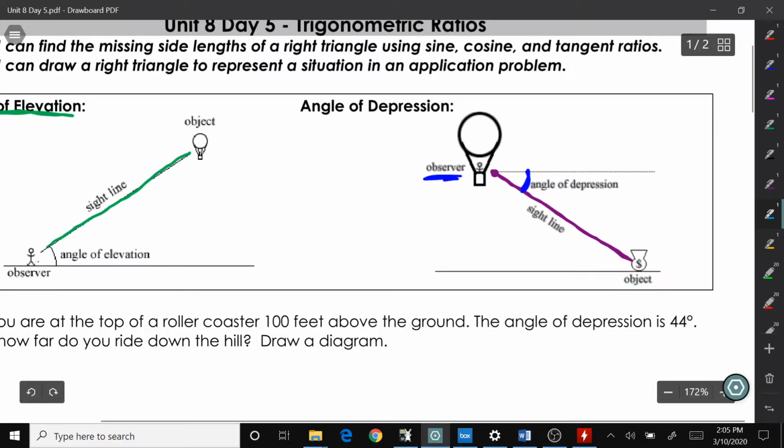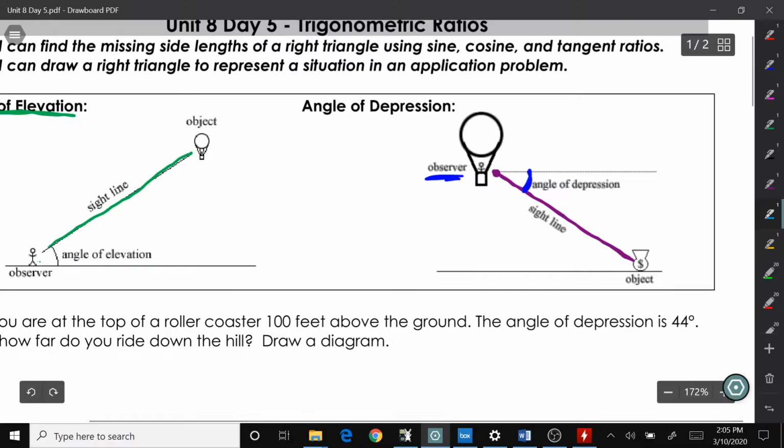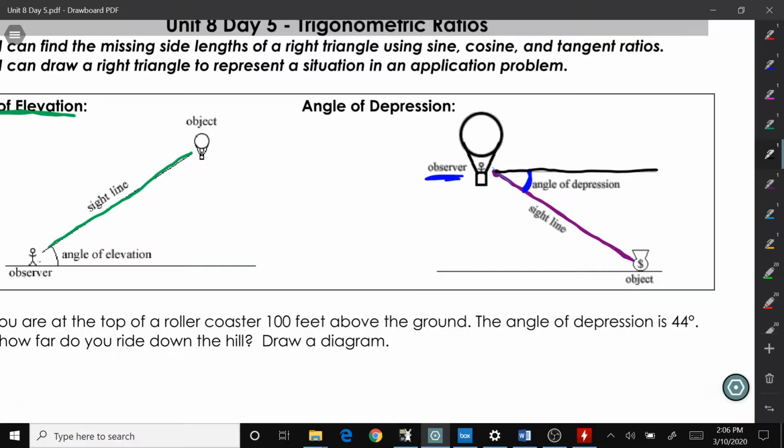That made things easier. But just know that the angle of depression is above the sight line when you're working at that, because here's your horizontal line from your observer straight out, and there's your angle of depression that's formed.